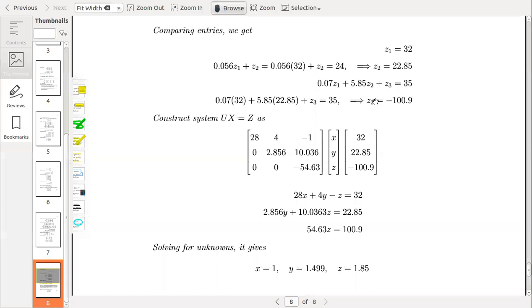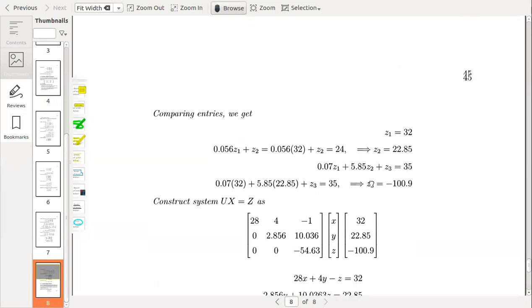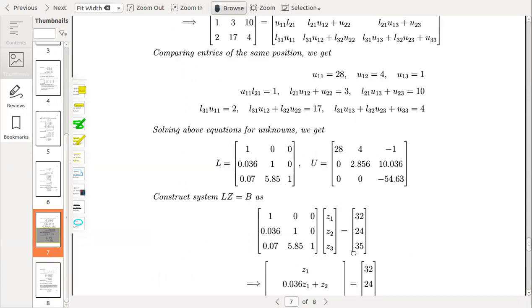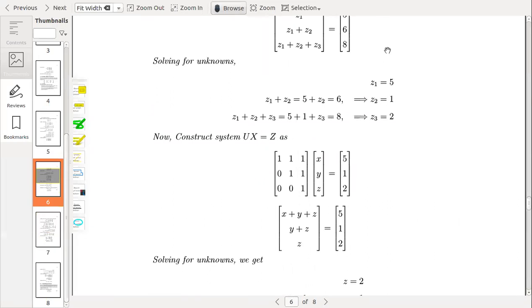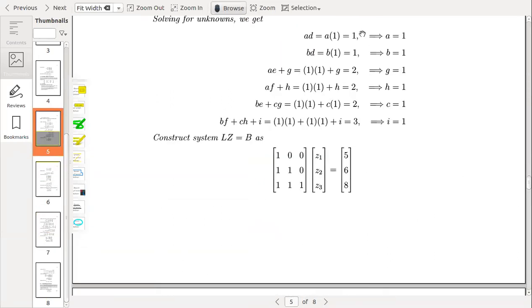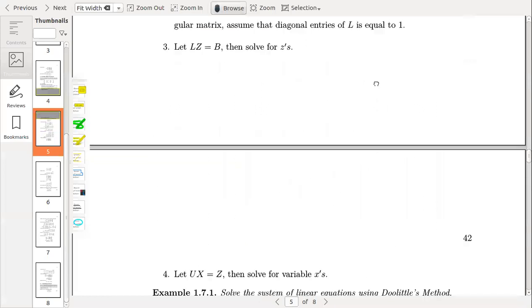Now we make a comparison of the methods. In Crout's method, we decompose the matrix into a unit upper triangular matrix and a lower triangular matrix. In Doolittle's, we decompose the matrix into a unit lower and an upper triangular matrix. And in the Cholesky method, we decompose into lower and upper triangular matrices, not unit, such that the given matrix must be positive definite.